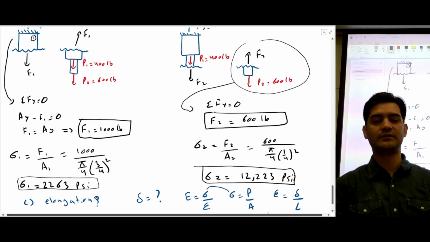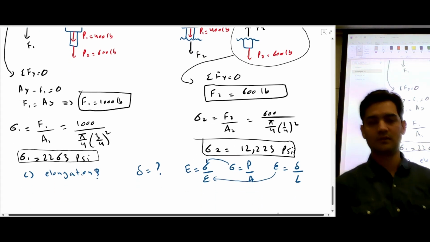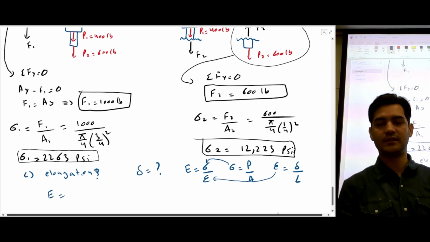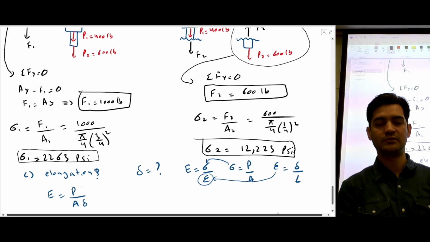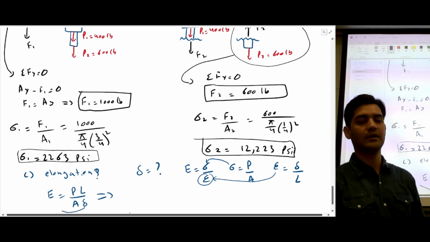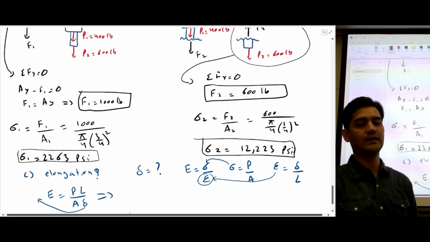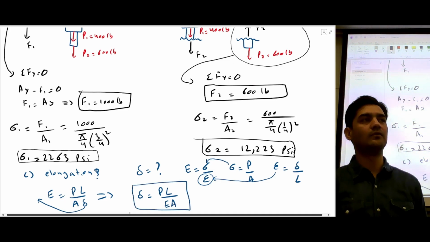So if you put stress in this equation and strain in this equation, then modulus of elasticity would be equal to, instead of stress, I've used P over A. Instead of strain, I've used change in length by original length. So you can take elongation on one side and all the other variables on the other side. So elongation would be equal to PL over EA. And this is a very important equation. You should write it down or remember it.